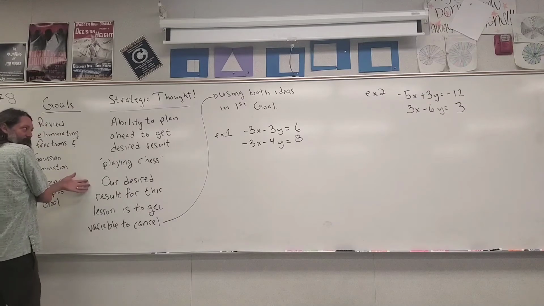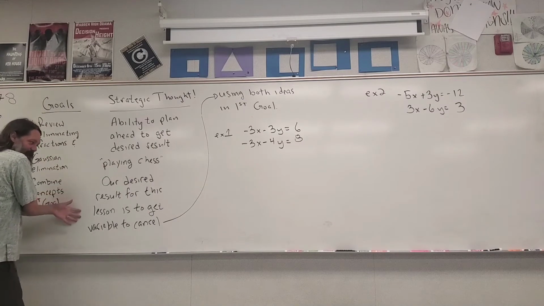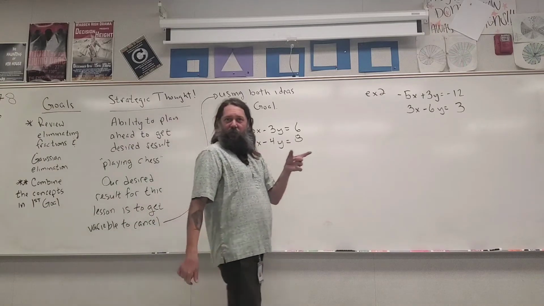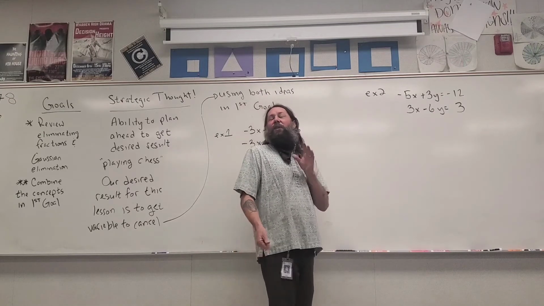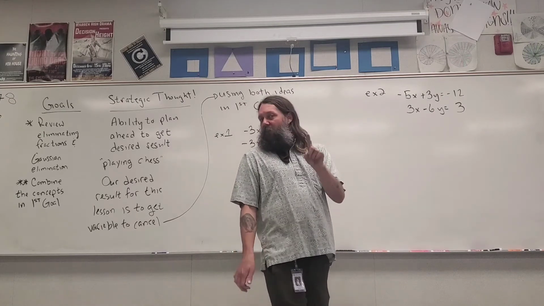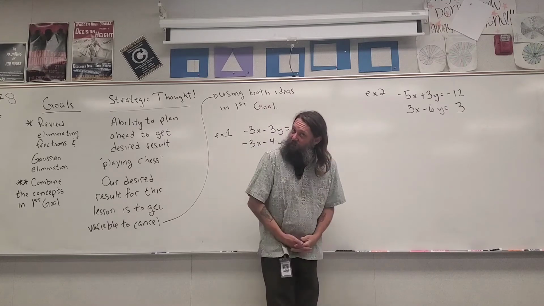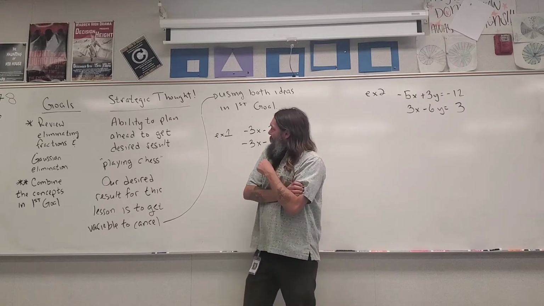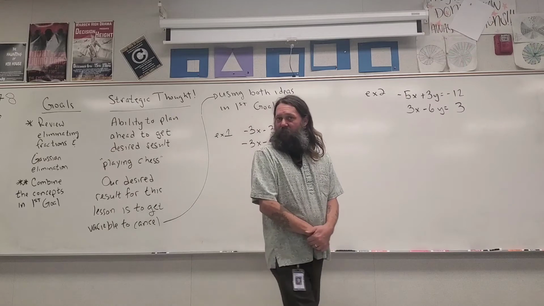Anyways, our desired result using strategic thought in this lesson is to get a variable to cancel using both ideas in the first goal. Remember, that's what's happening when we're using Gaussian elimination correctly. A variable will cancel when we add them together. Now, if they don't cancel, we can figure out how to make them cancel, and that's going to be a combination of these two items from our first goal.